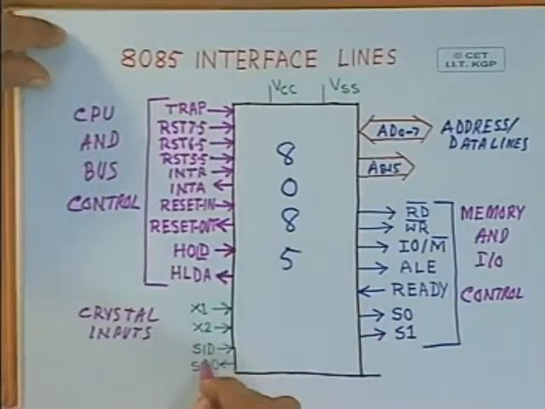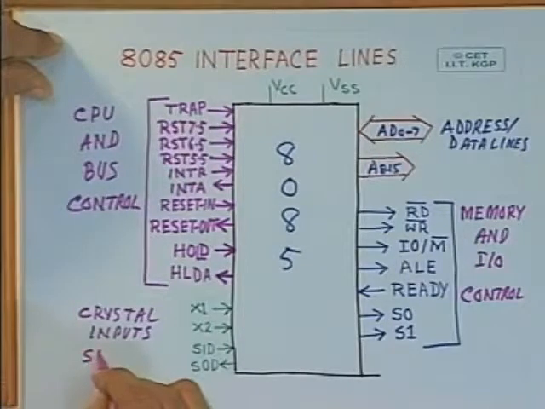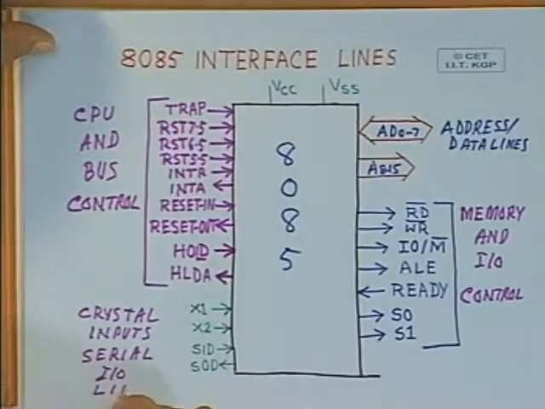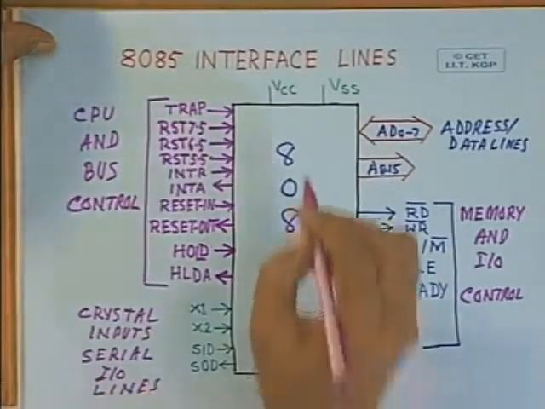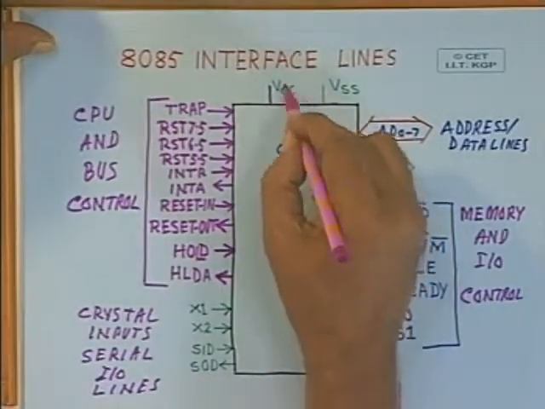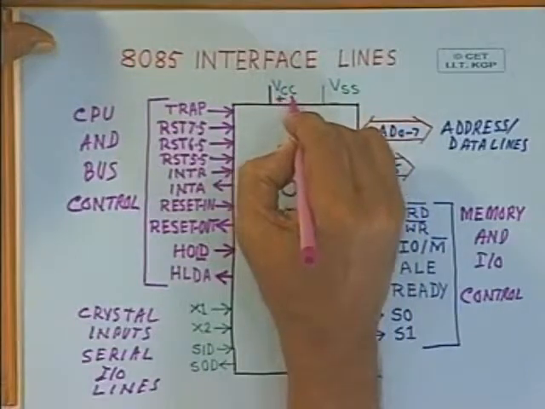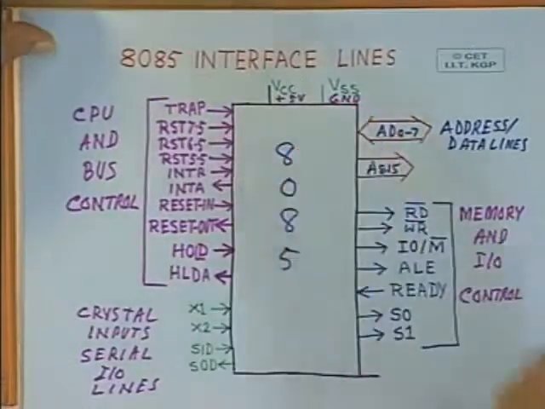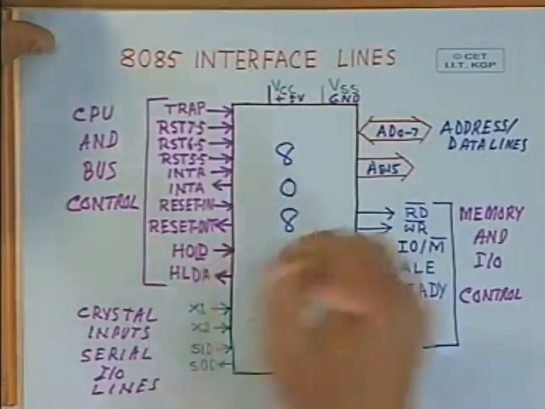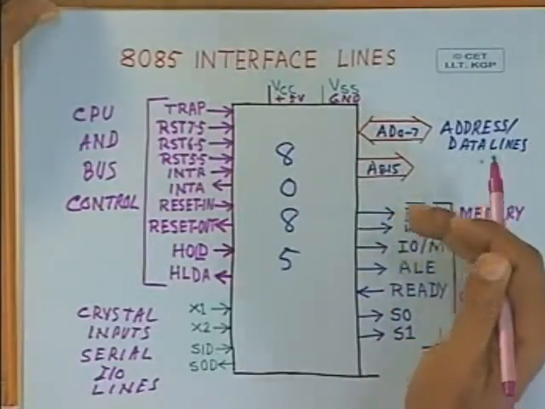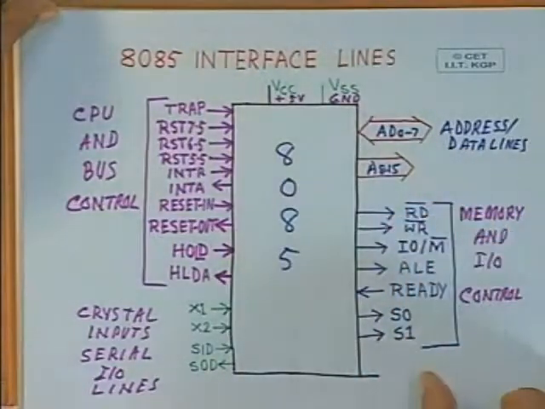And SID and SOD are used for serial mode of data transfer, serial IO lines. Obviously, apart from this, you will require VCC, that is your plus 5 volt, and VSS is connected to ground. So here we have shown all the interface lines which are used for interfacing the microprocessor to the outside world.